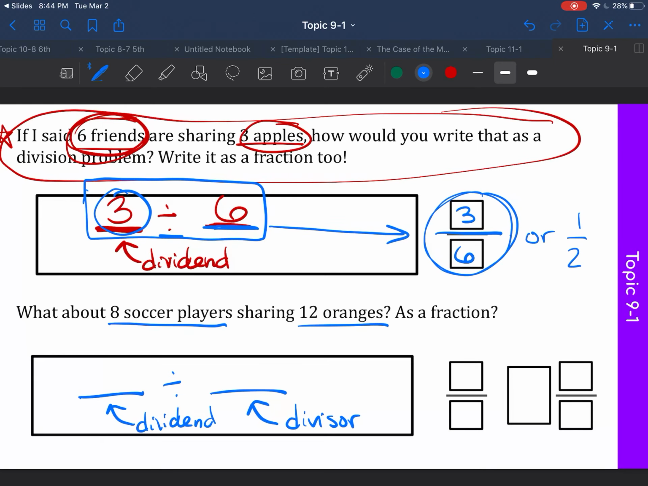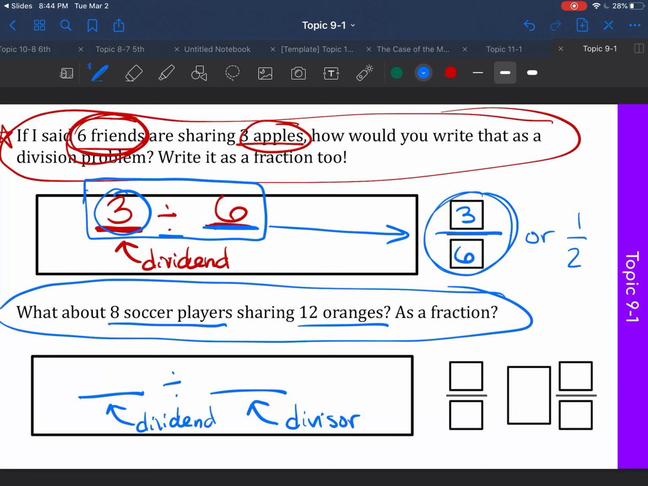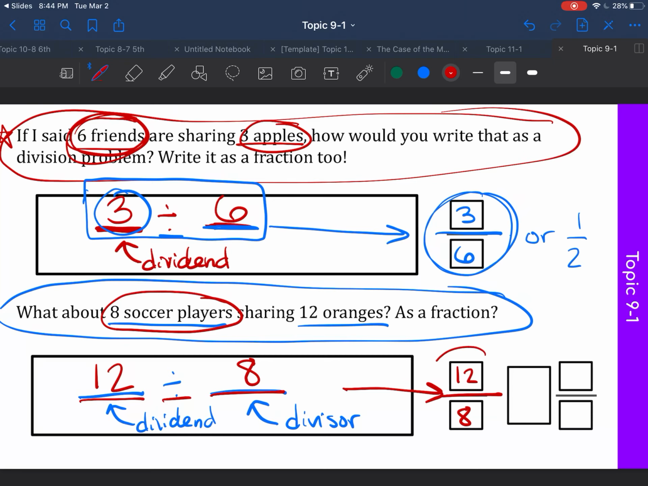So what are we sharing in this instance? Are we sharing and splitting 8 soccer players or 12 oranges? We are starting with 12 oranges. And then we're dividing those 12 oranges among 8 soccer players. So 12 divided by 8, how will we write that as a fraction? It will be 12/8. But it's an improper fraction, so we need to convert it to a mixed number.